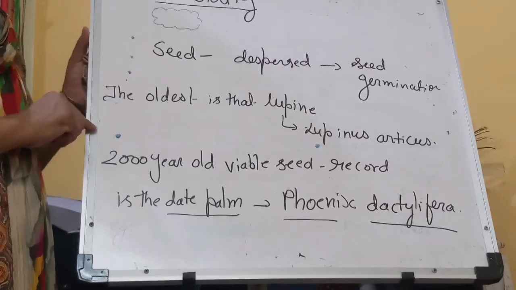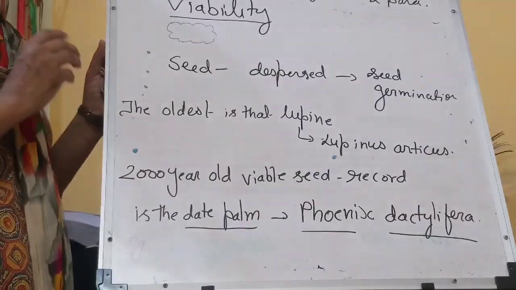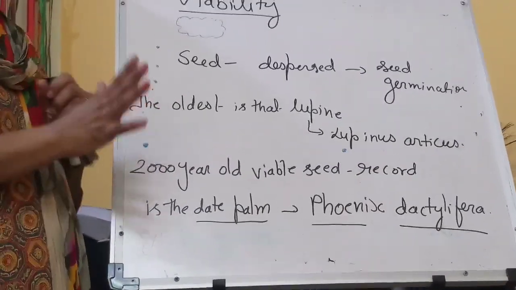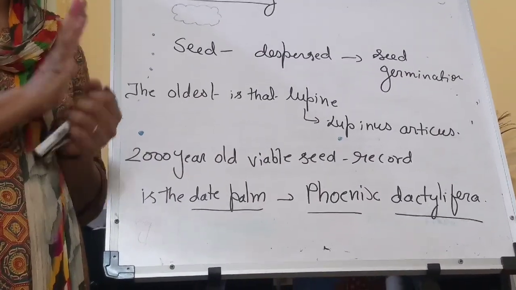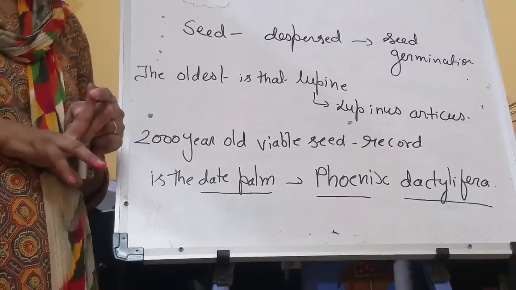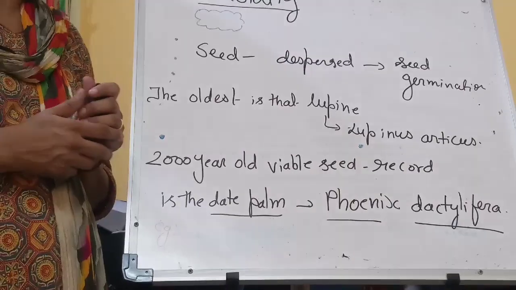As I said, this chapter has 1 to 5 marks questions. Every type of question comes. So we are done with post-fertilization events completely. The next 2 topics, apomixis and polyembryony, we will see in the next video.